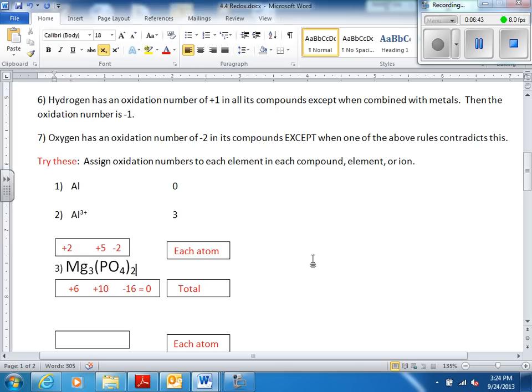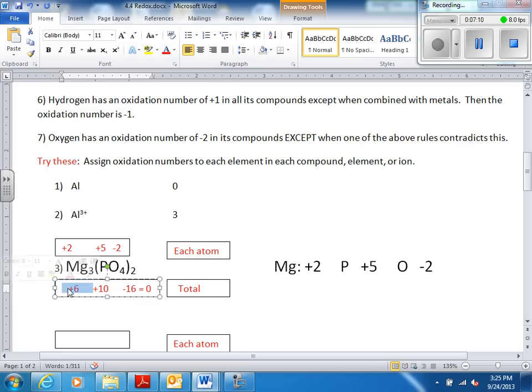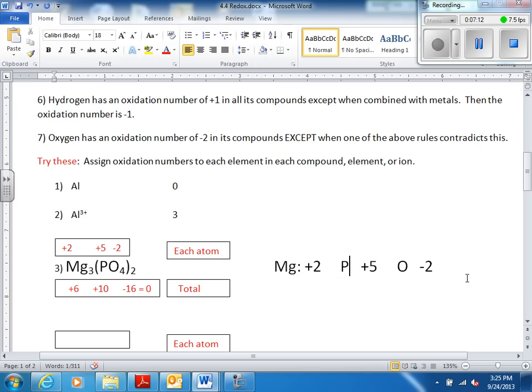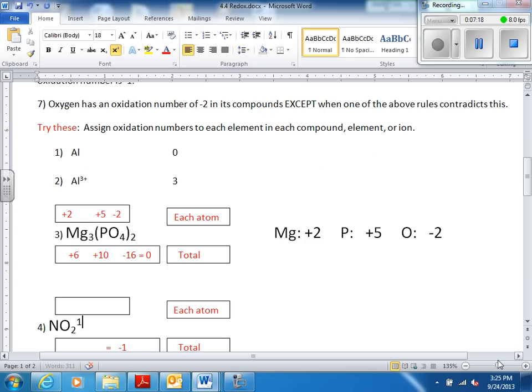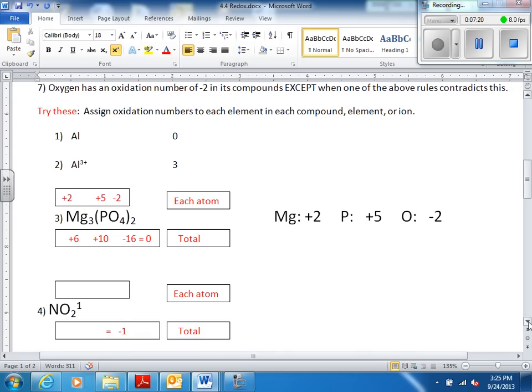Okay, so this tells us that Mg is +2, P is +5, the O is -2. And notice we're putting each atom, not totals. I would not say that the Mg is 6. I say it's 2. I should put a little colon here. Okay. All right. Let's do the next one.